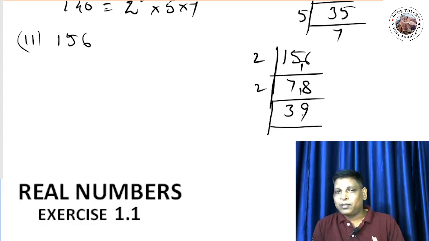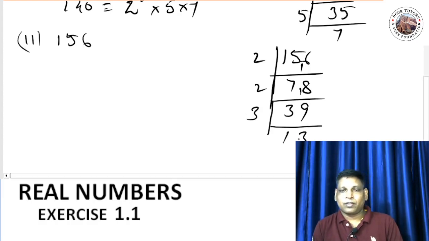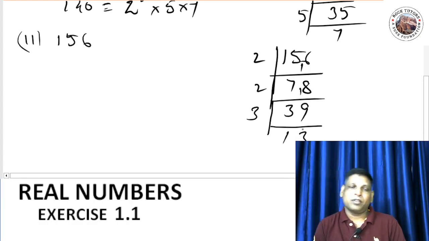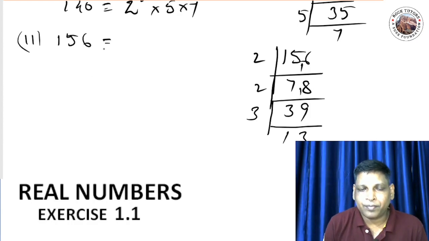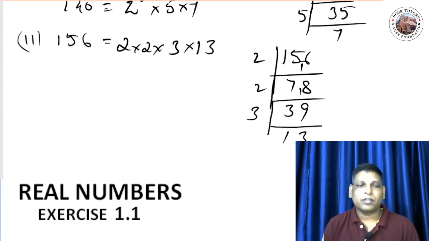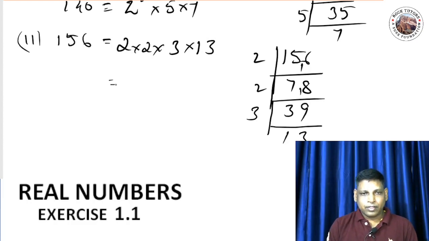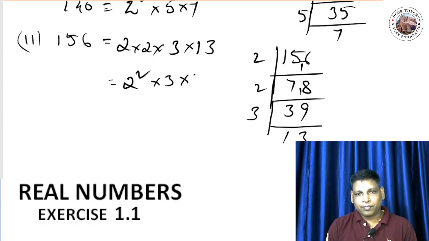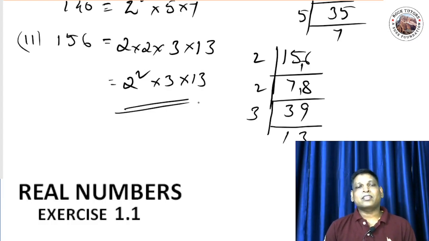So 12 comes in 3 table. 12 is a multiple of 3. So that's why I can take 3. 3 ones are 3, 3 threes are 9. So 13 is a prime number. Now I can write 156 as 2 into 2 into 3 into 13. So this is equal to 2 square into 3 into 13. So what are the prime factors of 156? You can say 2, 3 and 13.